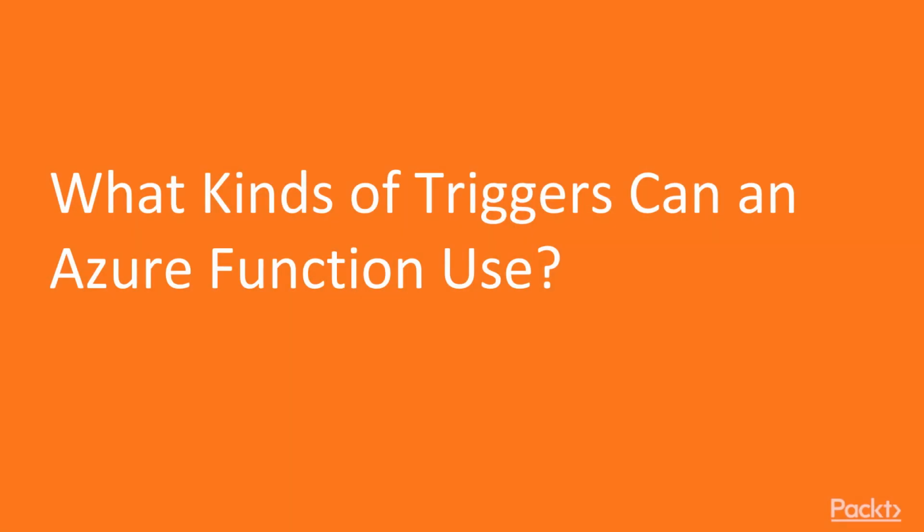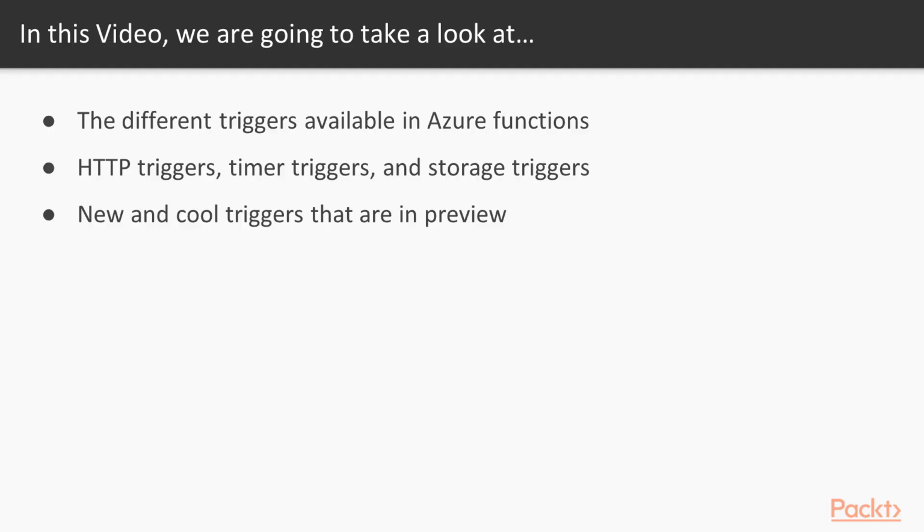Welcome to the video. What kinds of triggers can an Azure function use? Now, a trigger is what we use to initiate our Azure function, and the trigger is required on every Azure function. So in this video, we're going to describe the different triggers that are available in Azure functions. I'm going to make sure that you have a good understanding of HTTP triggers and timer triggers and storage triggers, and we'll also talk about some of the new and cool triggers that are currently in preview.